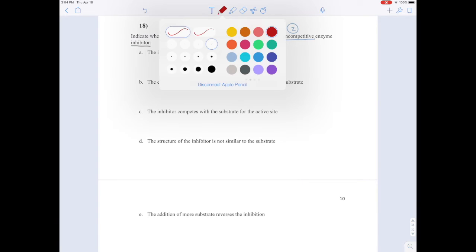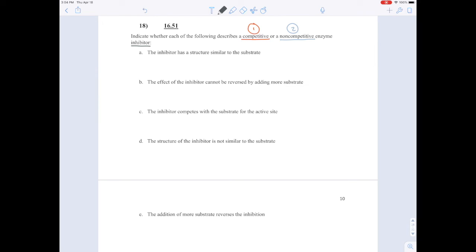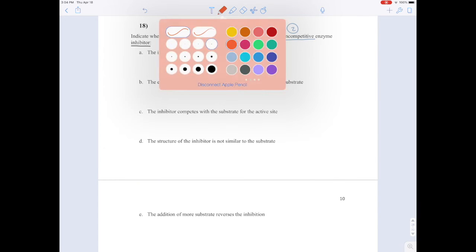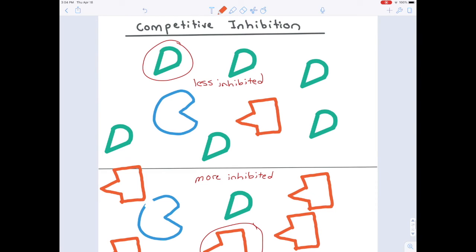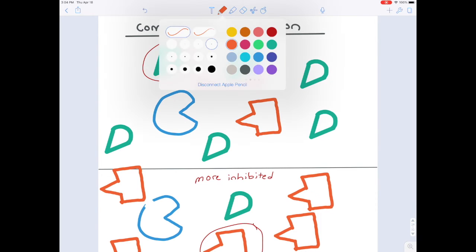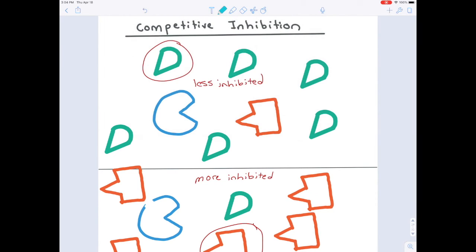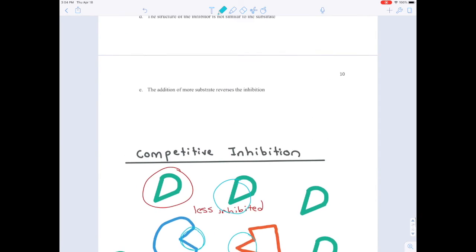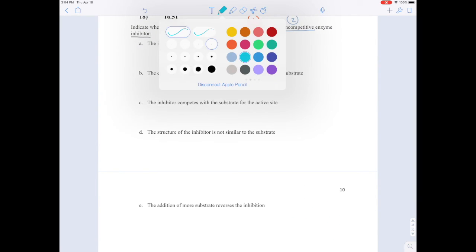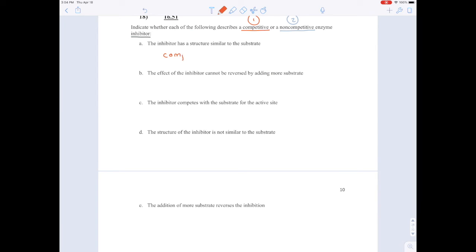And now they give some descriptions and they want you to fit the description to those two types of inhibition. So if the inhibitor has a structure similar to the substrate, then, as we saw, it is competitive. Here the substrate has this sort of pointy shape, and the inhibitor had that pointy shape, and that's why they both were competing for the active site. So this, A, is clearly competitive.